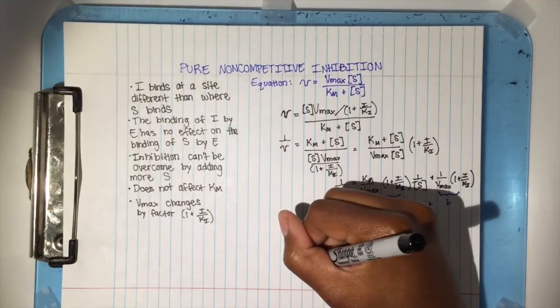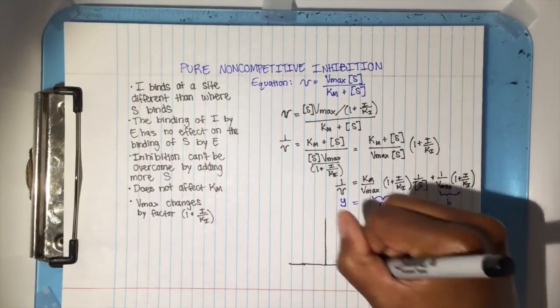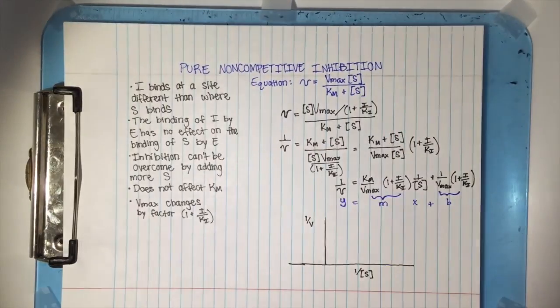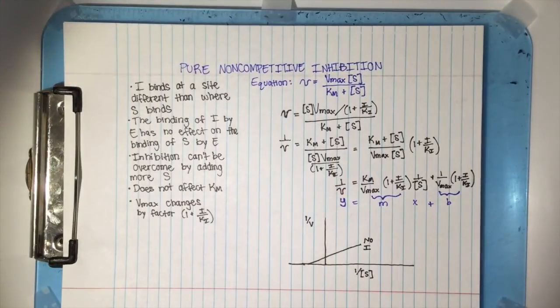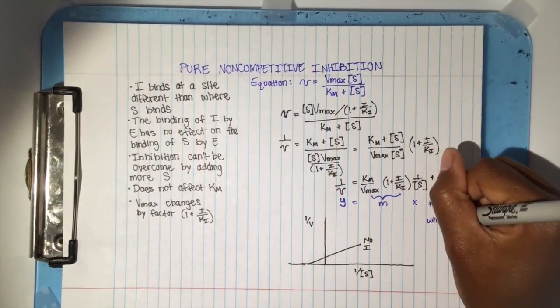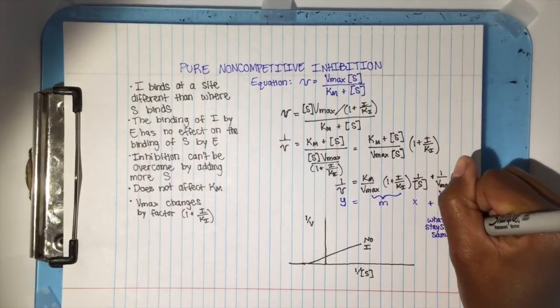Okay, now we can go ahead and draw in our graph. And so on the x-axis we have our 1 over S, and on the y-axis 1 over V. We can also draw in our line with no inhibitor. And what changes in the case of pure noncompetitive inhibition? Actually, what stays the same, sorry.